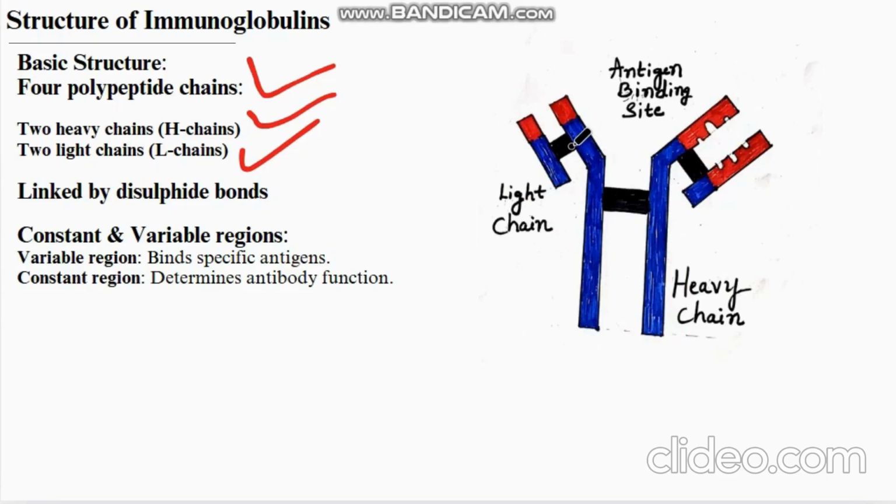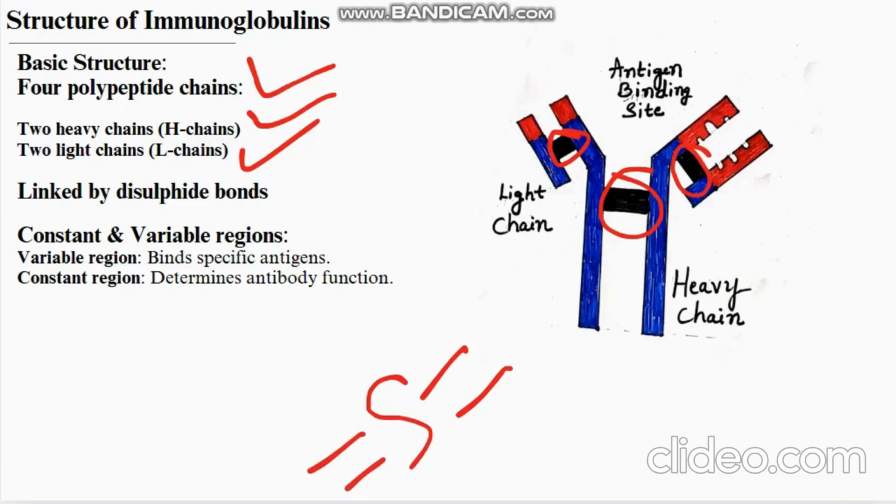Here we can see the bond. There is a bonding between the chains, that is they are joined to each other by a bond called a disulfide bond. Then another portion is the constant region and variable region. So the variable region is used to bind the specific antigen and the constant region is used to determine the antibody function. Means it is the determining factor of the antibody function.